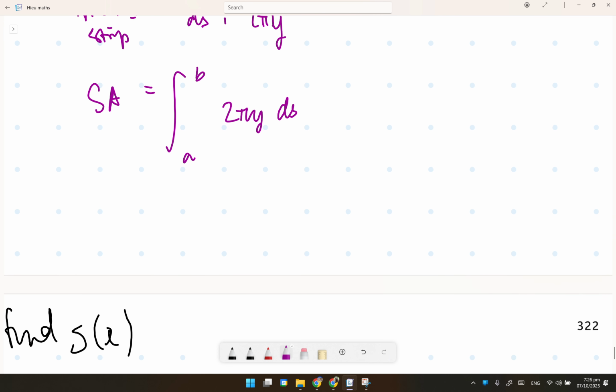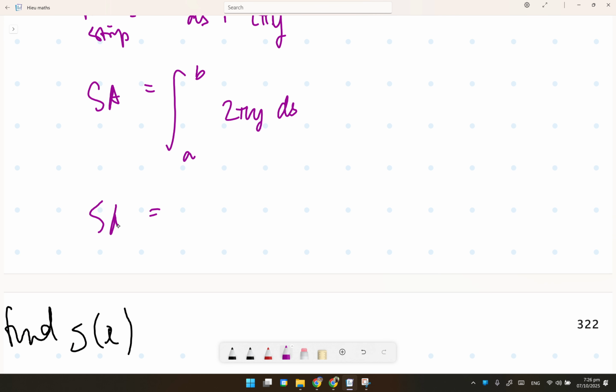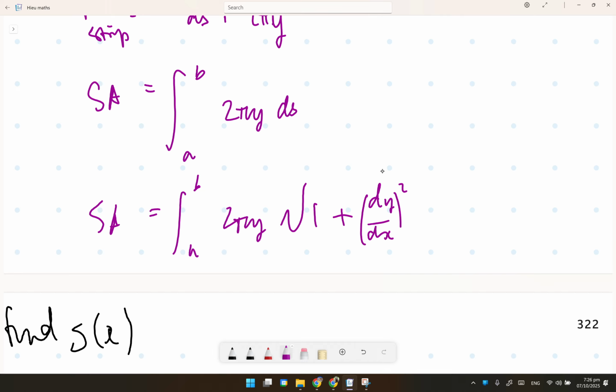So what we can say here is simply the surface area is going to be equal to the integration from a to b of 2 pi y multiplied by the original function for the arc length without the summation symbol. So it's the square root of 1 plus (dy over dx) squared, dx, like this.